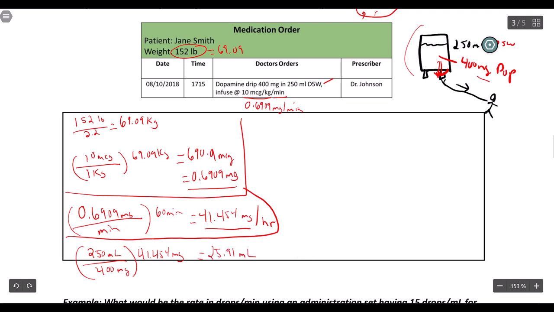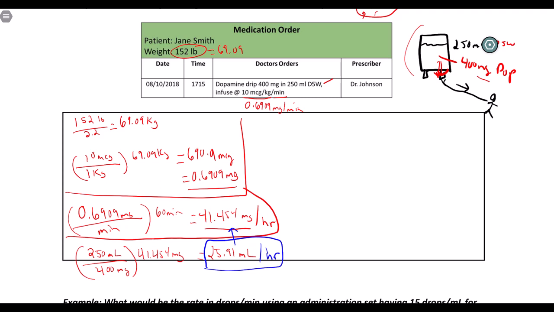mLs. This is what E equals this. In 25.91 mLs, you're going to get 41.45 milligrams. So the answer right here is this, 25.49 milligrams, or mLs rather, per hour. This is the answer. Now, do you want to do it a different way? I did it stepwise to show you the thought process behind it.